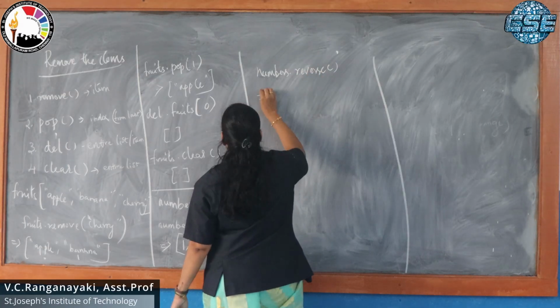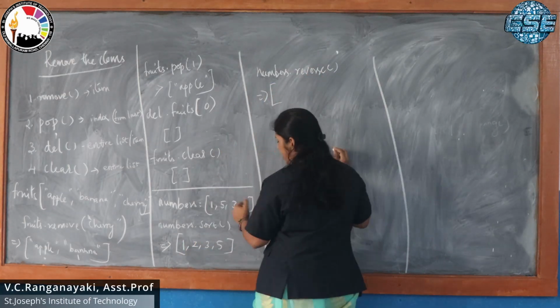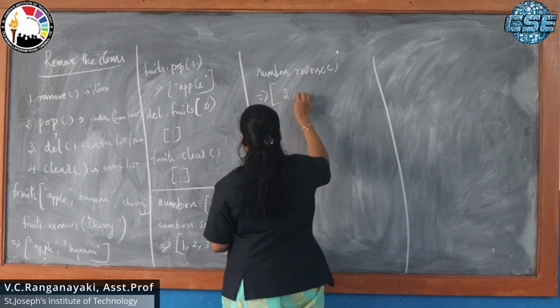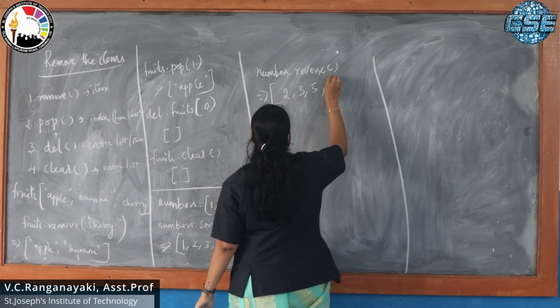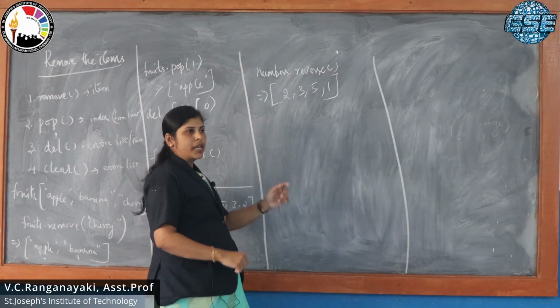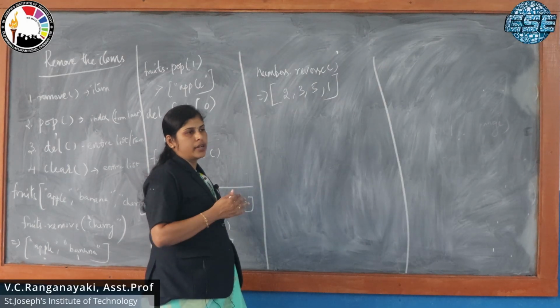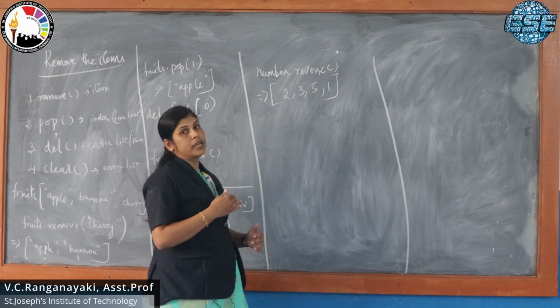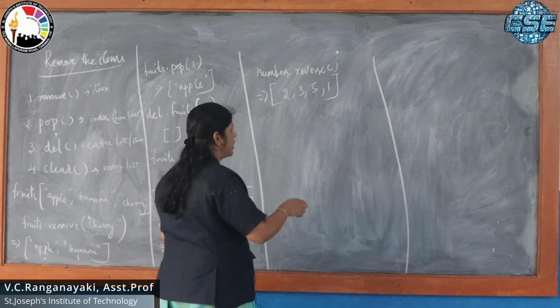If I give it like this, the list is generally reversed. So the output will be 2, 3, 5, 1. So I sorted and reversed. If I want to sort the list in descending order, what will I do?